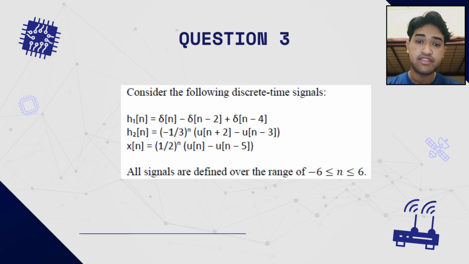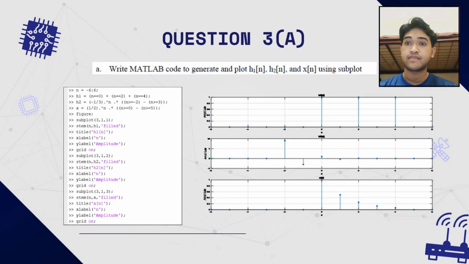These are the 3 signals given in the question. In question A, we define the range from negative C until positive C. This slide shows the plot of h[n], h1[n], h2[n], and x[n].